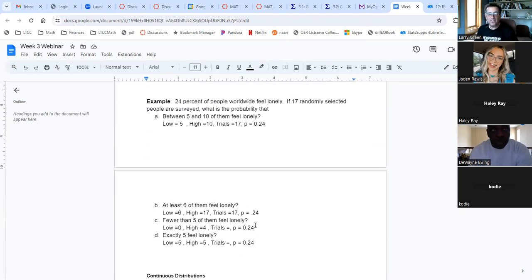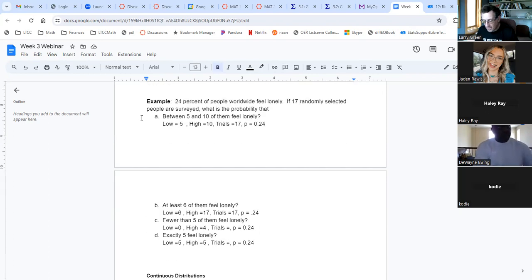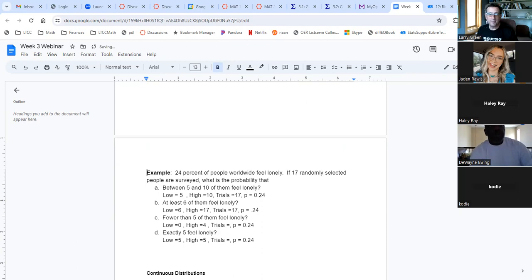I'll just go through one more quick example before I get into continuous distributions. Let's put it on the same page. 24% of people worldwide feel lonely. Actually, this morning I looked it up, and this is what they found. If 17 randomly selected people are surveyed, what's the probability, first, that between 5 and 10 of them feel lonely?